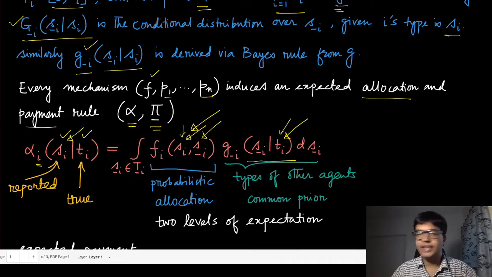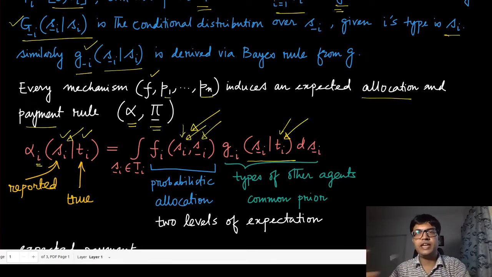And at this point, I would like to make one comment. We have seen deterministic mechanisms, where the allocation gives the object deterministically to one agent or to some other agent. We have seen in the previous module on Myerson's mechanism that you can also give randomized allocations. Now that is after everybody has reported.